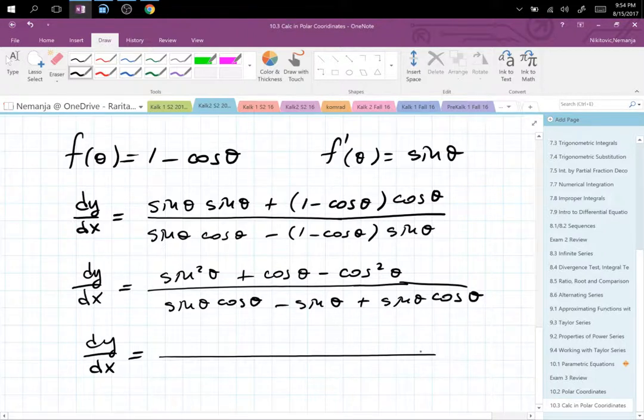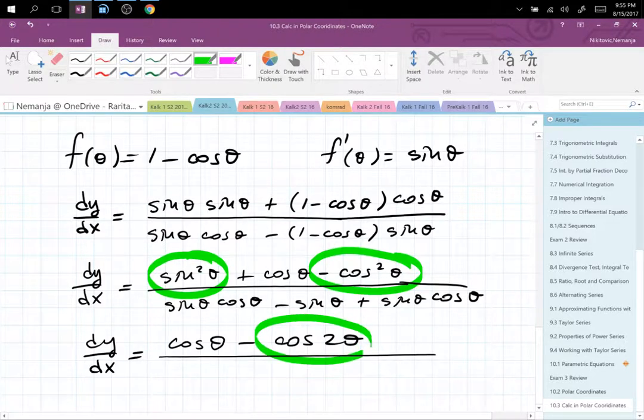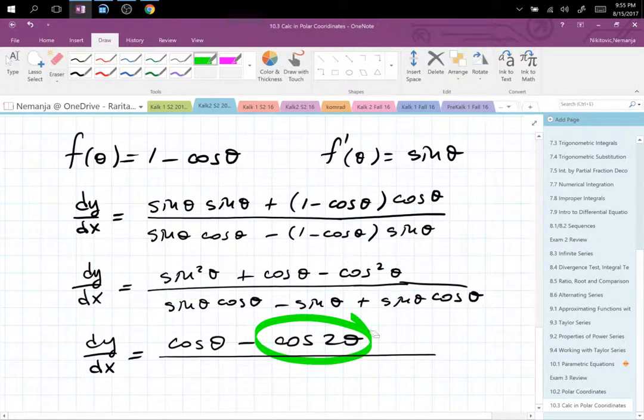I know that cosine squared minus sine squared is cosine 2 theta. So if I take the negative out, I will have cosine theta minus cosine 2 theta. So these two are giving me this, but they're sine minus cosine. I need cosine minus sine, which means I have to pull out the negative, and that's how we get the negative in front of the cosine 2 theta. So that's how we get the numerator.